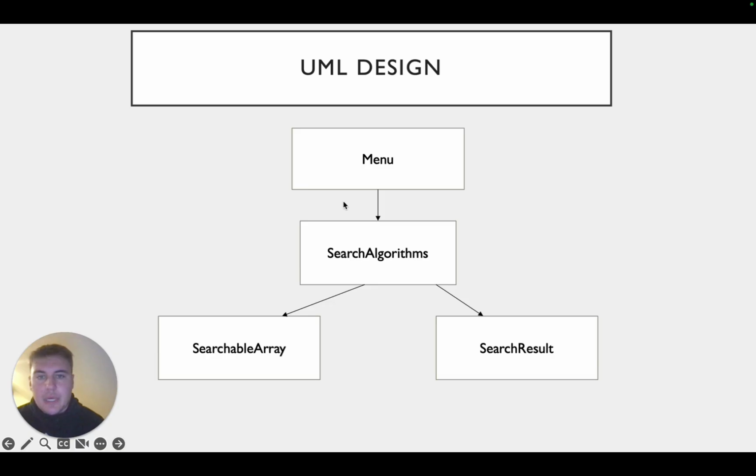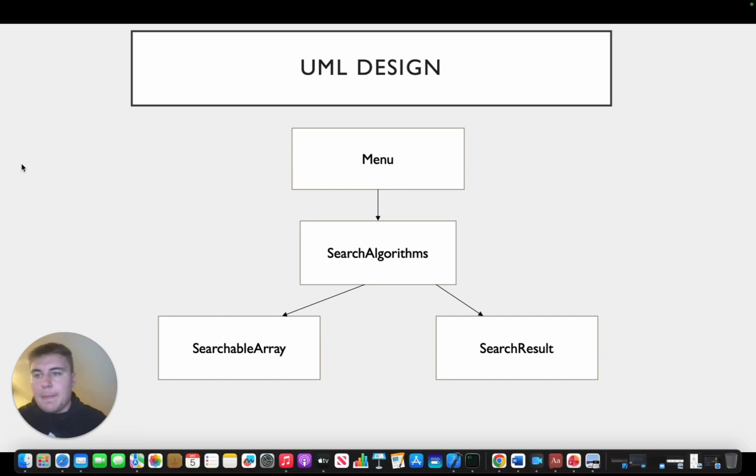I didn't actually use inheritance in this project, but I used composition. I have menu at the top because everything happens because of the menu. Search algorithms actually uses the menu, that's why I have an arrow pointing down. And searchable array and search result both use search algorithms, that's why there's also an arrow pointing down to those two. So let's go into the next slide.